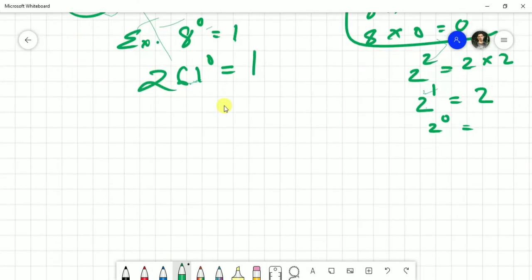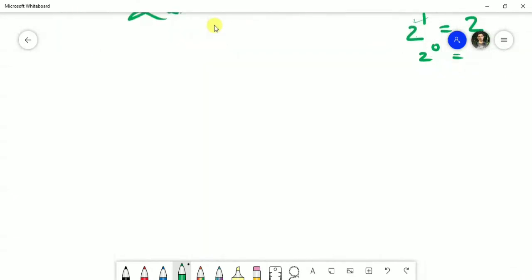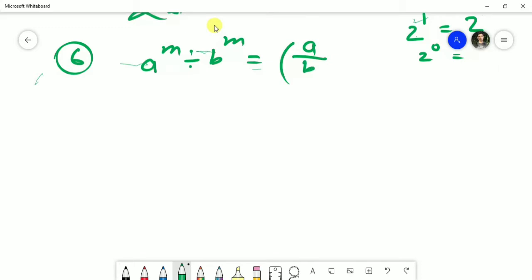Well, let's move to the 6th number. Let me take the divide, like earlier, but this time a different number. We saw the condition earlier where the bases were the same, but this time both are different but the powers are the same. What can we do in this case? Our formula will be (a/b) power m. Now let me show you the example so that you can understand it properly.